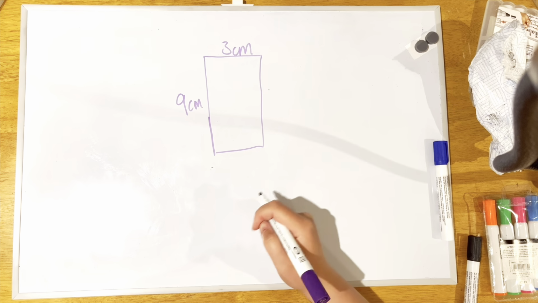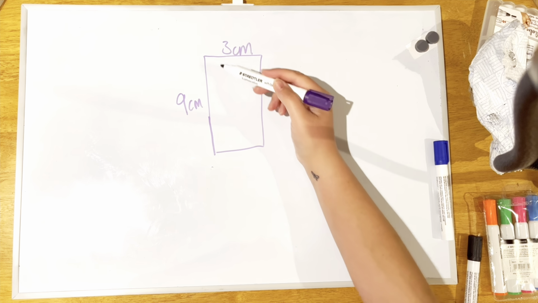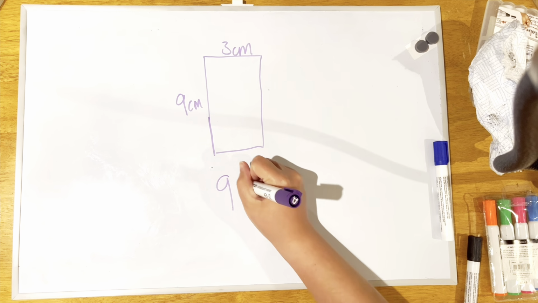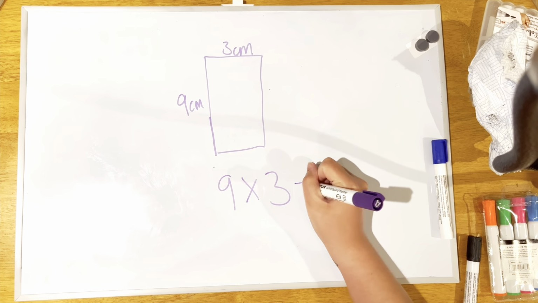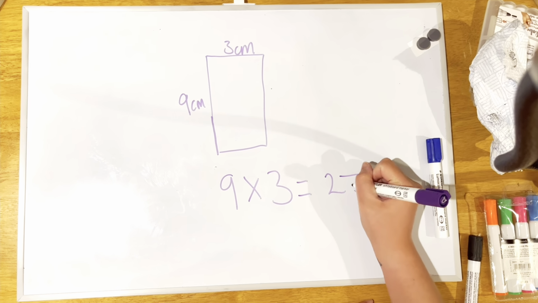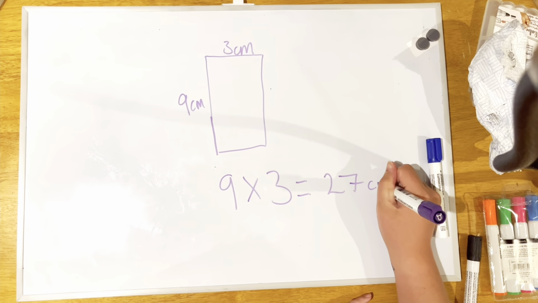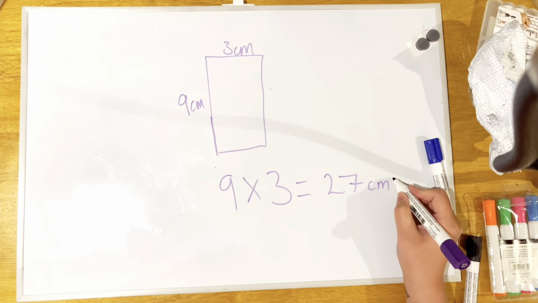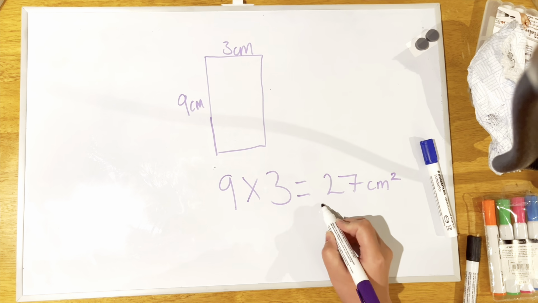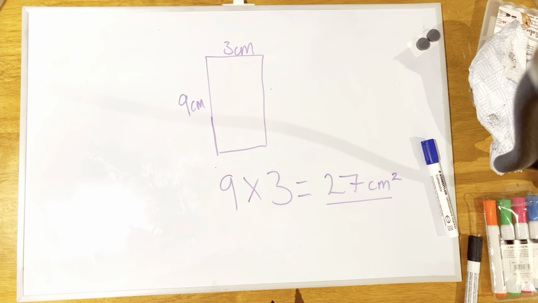So to work out the area, remember I need to do my length times my width. So 9 times 3, which is 27. What do I need to include? My units. And then because it's area, squared. So 27 centimetres squared.